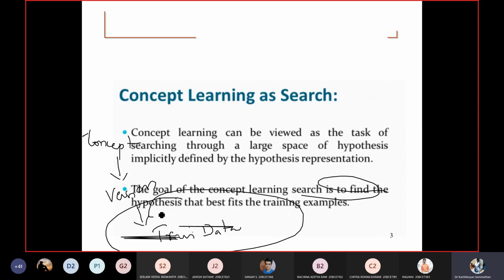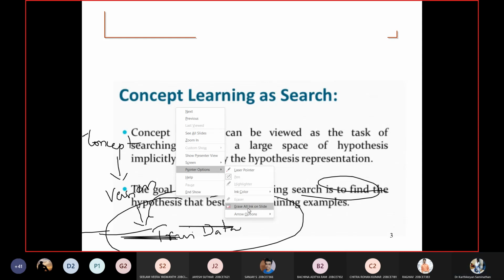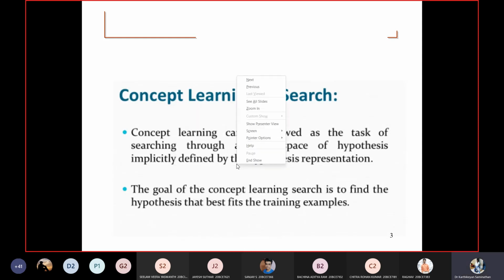I'm unable to write. Why is this pad not writing at all? Oh my God. I need to keep it like this. Okay, nothing is writing. I'll go with this one.